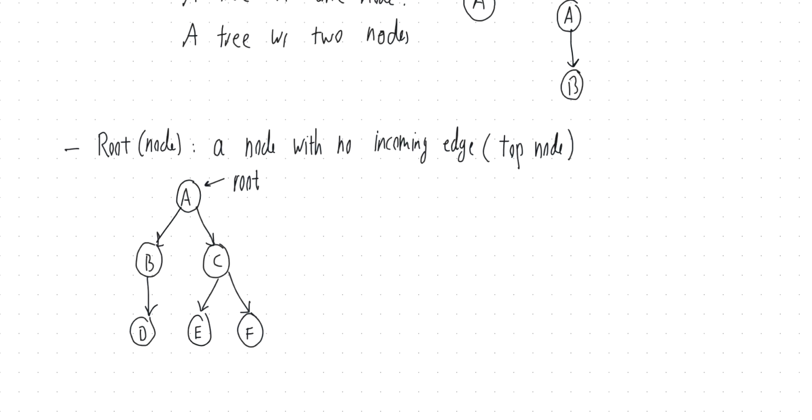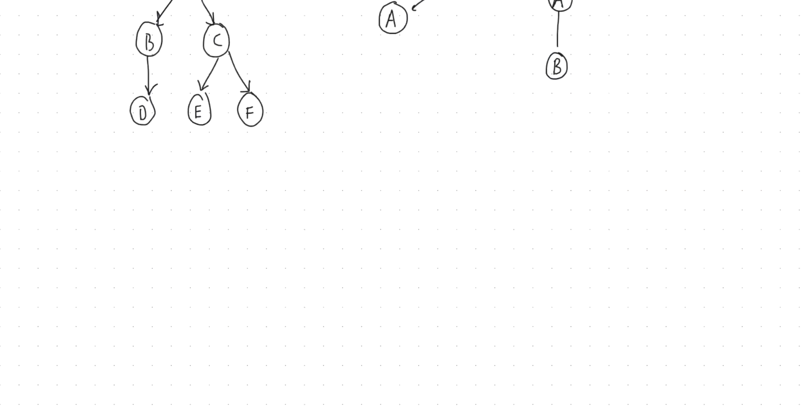Another example would be a tree with only one node, just like that. Again, that only node is the root. And if you have two nodes, then again, this one is the root. Okay. And we are going to assume that, and this is a good assumption in the context of data structures, all the trees that we are going to work with are going to have a root. Okay. So that's the definition of a root.